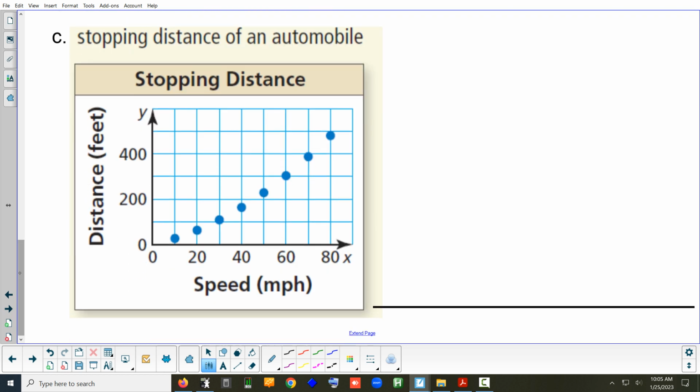Let's look at this one. Stopping distance. So this tells you how long it's going to take you to stop your car based on how fast you're going. Does it look like there's a connection here? Or I should use the correct word, correlation. Does it look like there's a correlation? Yes, I would say those points are almost in a perfectly straight line. Not quite, but they're pretty close. And would you say that this is a positive correlation or a negative correlation? This is positive, yeah.